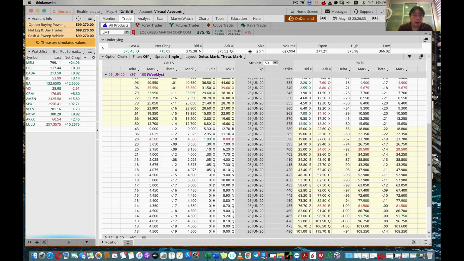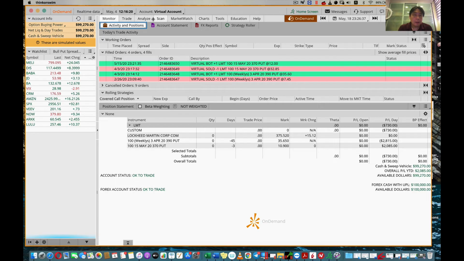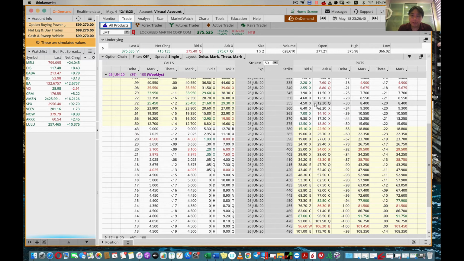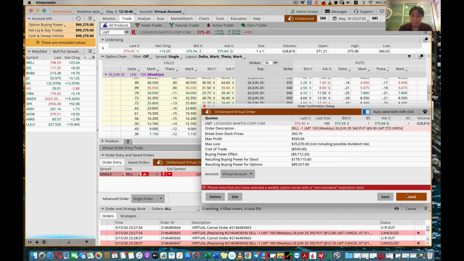So if I sell the... bear in mind, right now Lockheed is at 375, right? So if I sell the 350, delta's at 28. So I could choose another 34 delta. Let's choose this one. Let's go sell the 360 at the market price, 9.30. And let's sell this. This expires on the 26th of June.